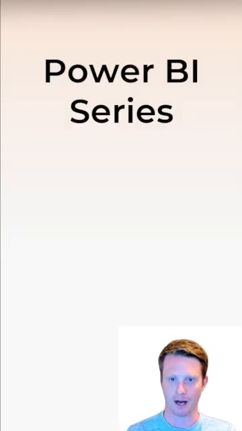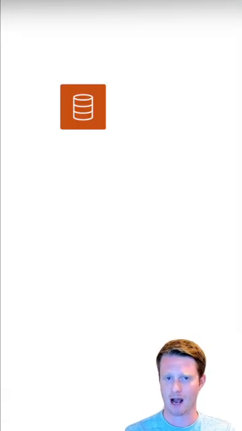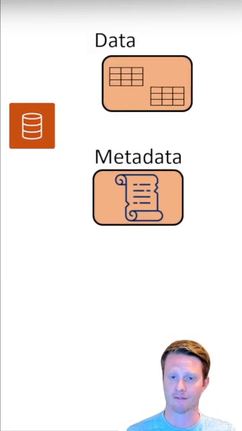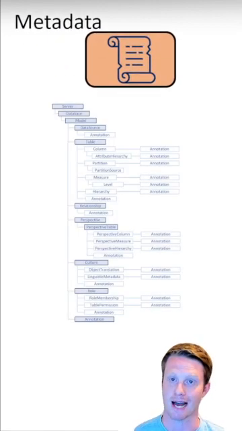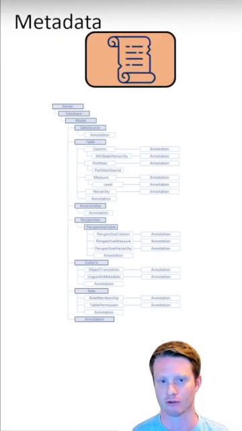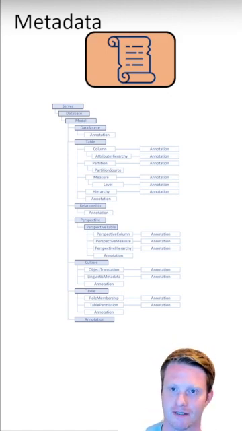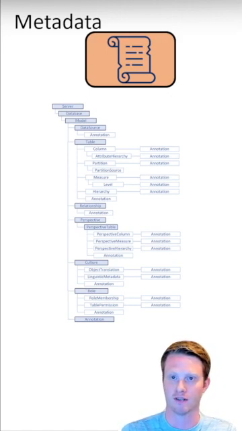So let's look at Power BI. What is a Power BI dataset? A Power BI dataset is split into two different things. We have the data and we have the metadata. So we look at metadata, and this is what our Analysis Services engine uses. So this is Analysis Services, the engine that powers it. But this metadata is a file. We have a new way of viewing it called TMDL, or previously called TMSL.